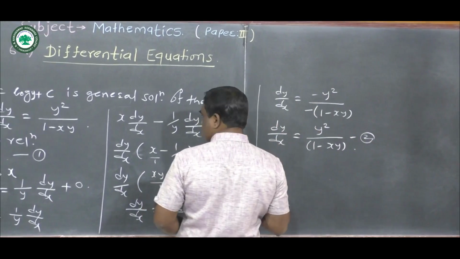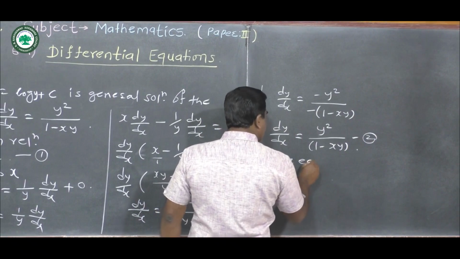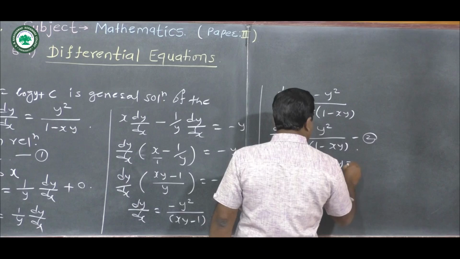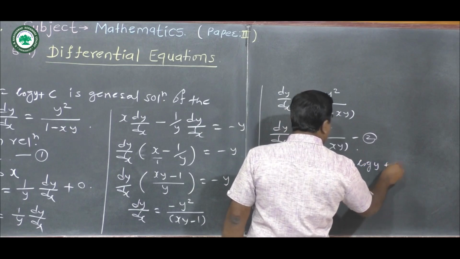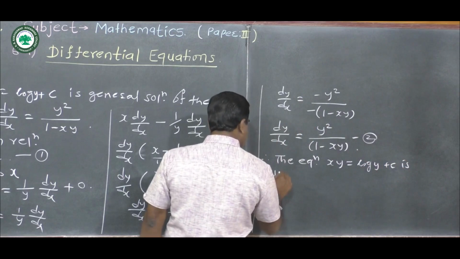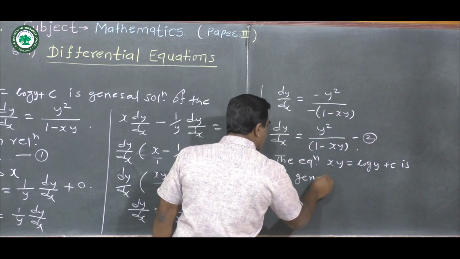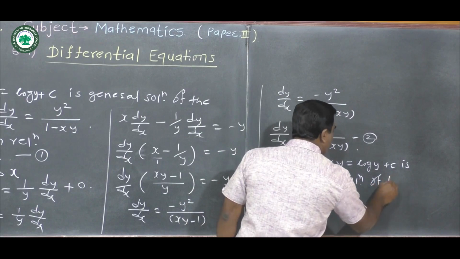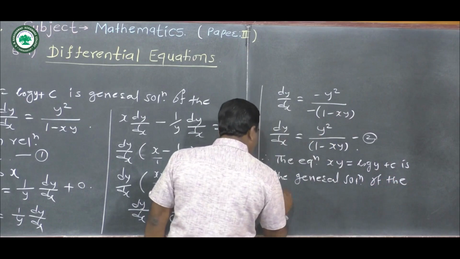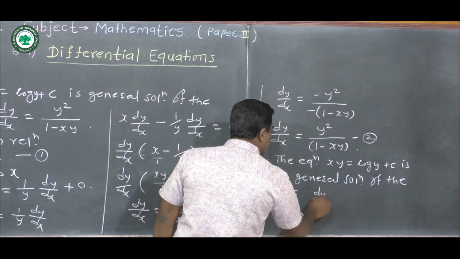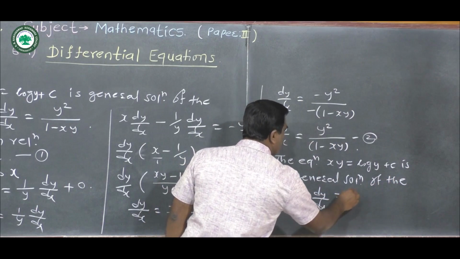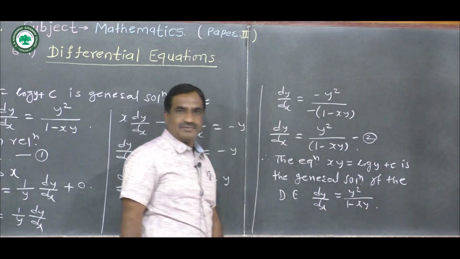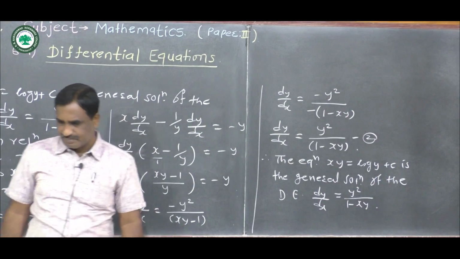Therefore, the equation x into y equal to log y plus c is the general solution of the differential equation dy by dx is equal to y square upon 1 minus x into y. Okay, this is the solution for this example.